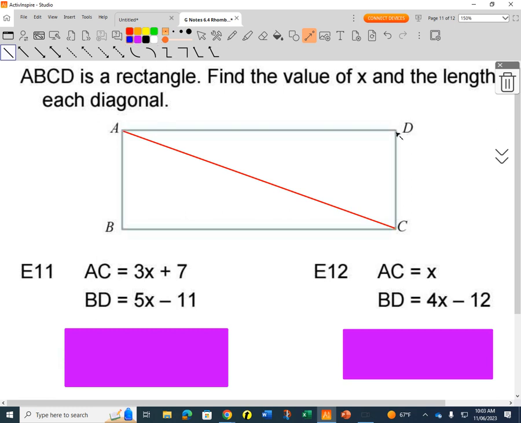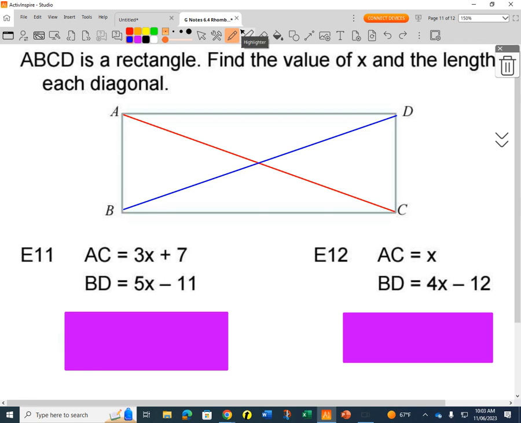And then BD or DB, it does not matter. We know this is a rectangle. What do we know about the diagonals of a rectangle? Look at your list of properties. What do we know about the diagonals of a rectangle? So let's go ahead and make a note. The diagonals are congruent. So now that we know that this diagonal is congruent with this diagonal, now we know this length is equal to this length.